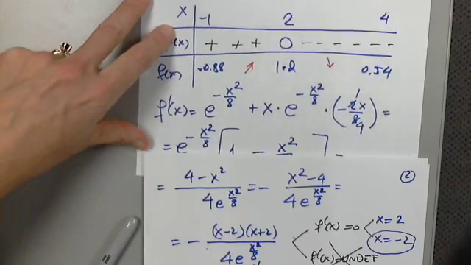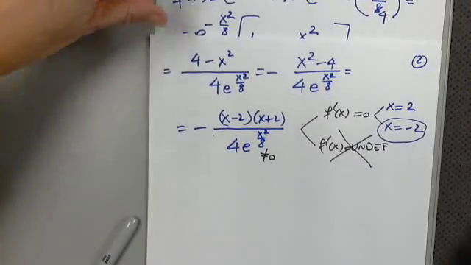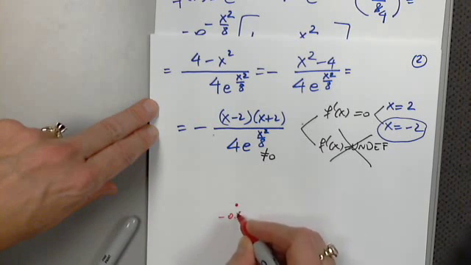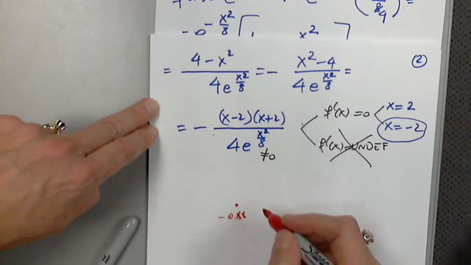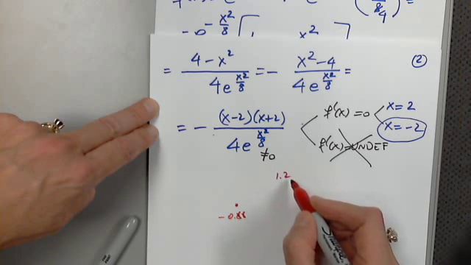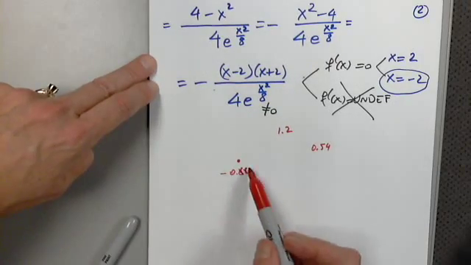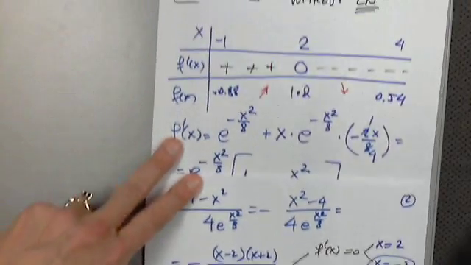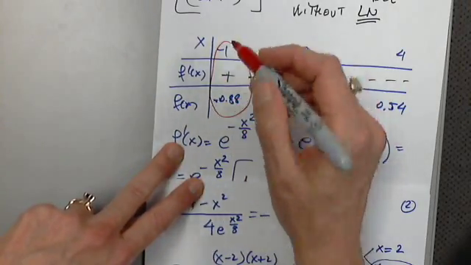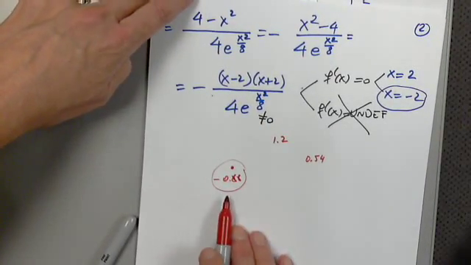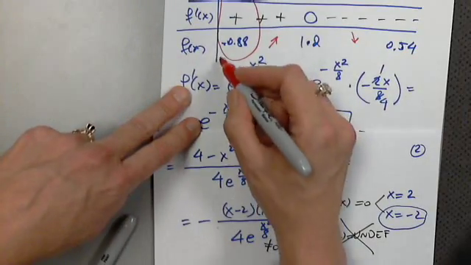So all I have to decide now, you don't have to do this, I just want to explain. I'm only plotting the y-coordinates. So -0.88, this is 1.2, and this is 0.54. So then what will this point represent? This point, -1, -0.88. Not local, but only absolute, indeed, absolute minimum.